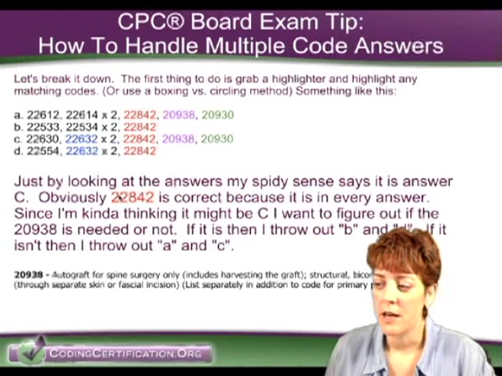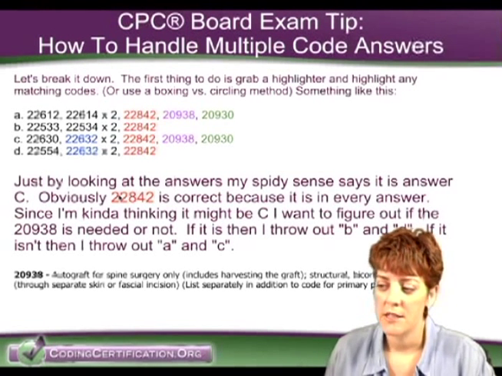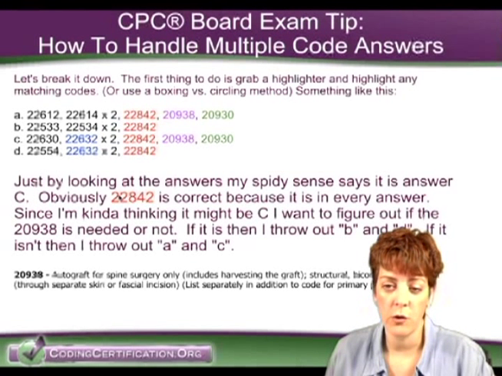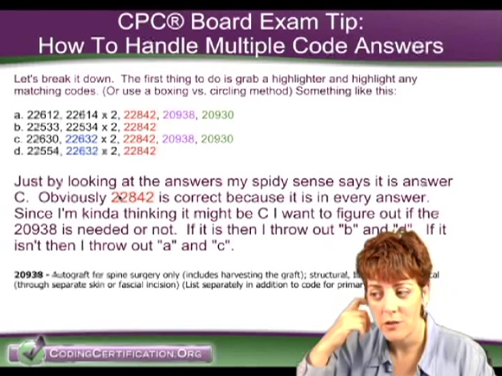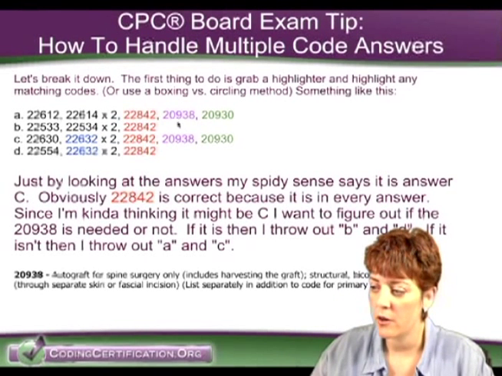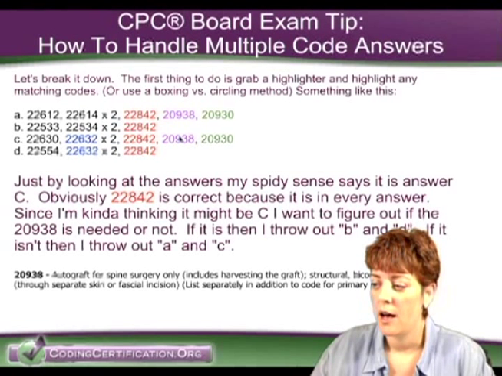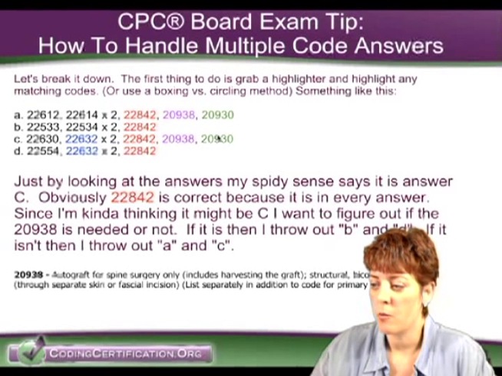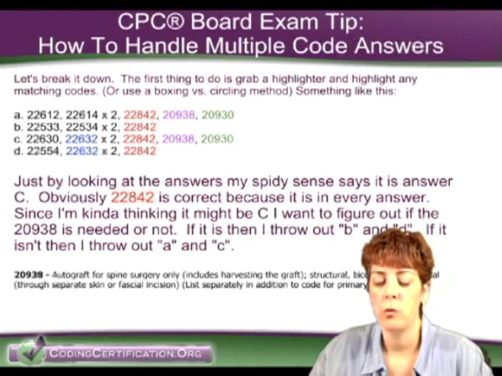Because the exam, especially for 2012, the feedback I'm getting from students that have taken it is that a lot of them have these multi-code answers versus just one code in each answer, which you can then look each of them up. But in this case, you've got to look for patterns so you can figure out how to throw out 2 of the 4. And so 20938 became a critical piece. I could have just as easily done it with 20930, but I happened to pick this one because 20930 was the same way. It was in answers A and C, but not B and D. Okay, so hopefully that will help you.